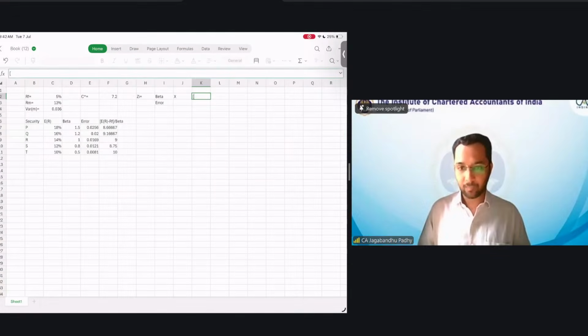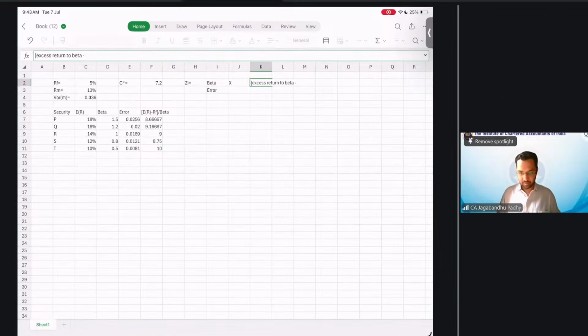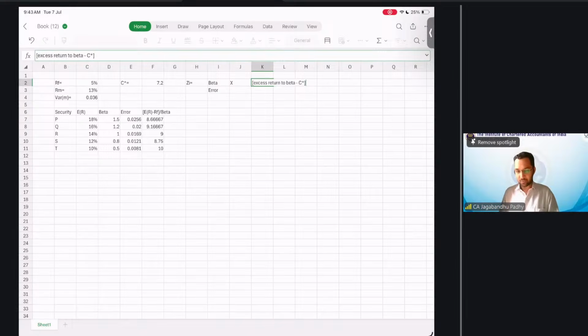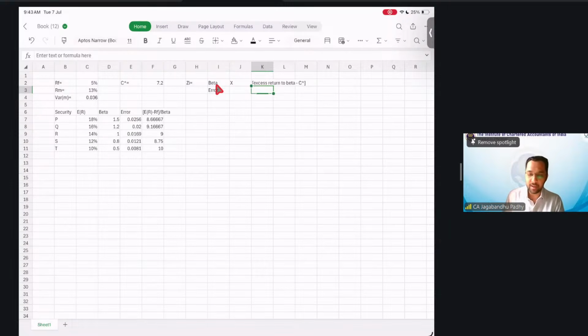This is going to be multiplied by excess return to beta minus the C star value. So your Zi is going to be computed by this formula: beta upon error term, where beta is the systematic risk, systematic upon unsystematic risk, into whatever is the excess over the cutoff rate. So we are going to compute the Zi over here.